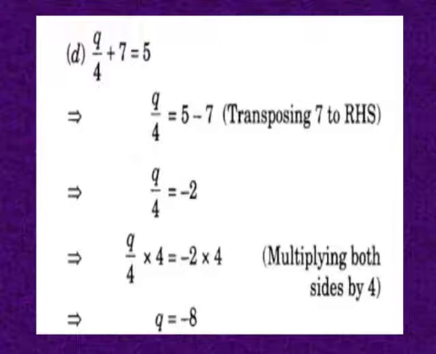Now we are multiplying with 4 on both sides and we got q by 4 into 4, which is equal to minus 2 into 4. In LHS, 4 and 4 will be getting cancelled and it becomes q. Our RHS is minus 2 into 4, that is minus 8. Thus our solution is q is equal to minus 8.